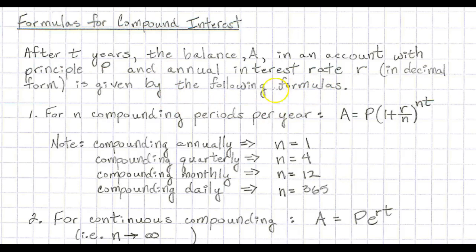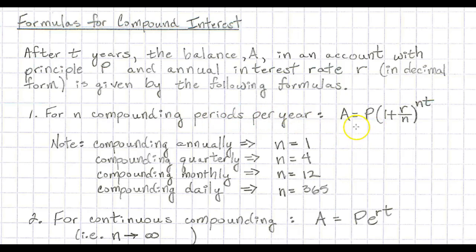So for n compounding periods per year, that means the bank will tell you we compound monthly, or we compound annually, or we compound semi-annually, etc. That's how many times per year they do the compounding. So n is the number of compounding periods per year.